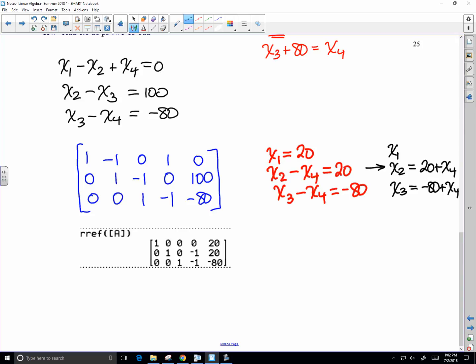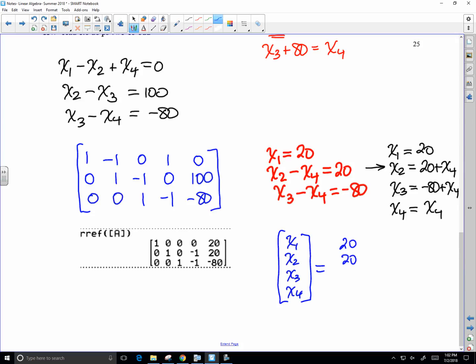I might as well just write the rest. X1 is equal to 20, and x4 would then be a free variable. In parametric form, we'd be looking at x1, 2, 3, 4. We have some constants, 20, 20, negative 80, and 0, plus x4 multiplied by, well, there's no x4 in x1, so 0, 1, 1, 1.